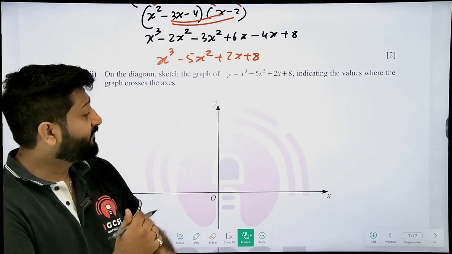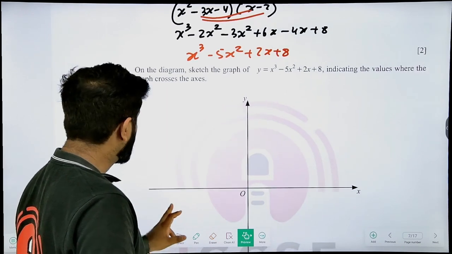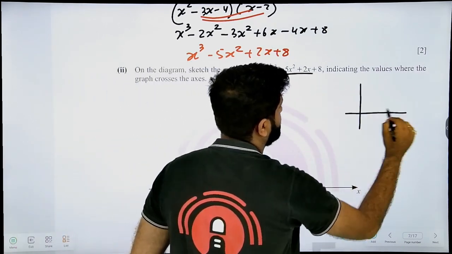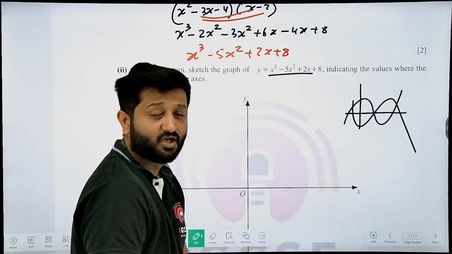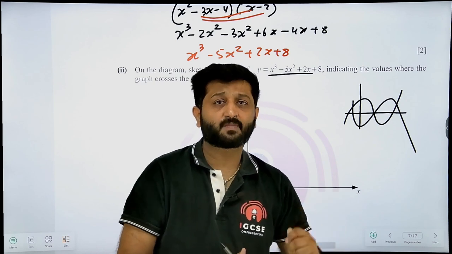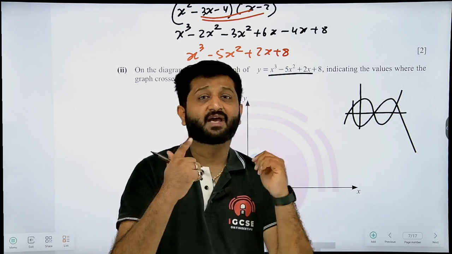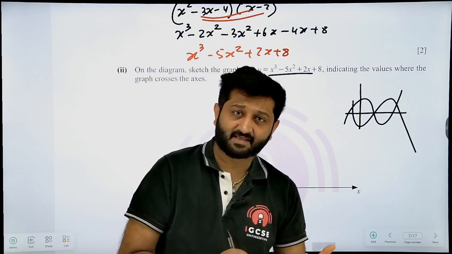Now, if you have watched the video, you might know that this is a cubic curve, right? The pattern of this graph is a cubic curve, which means it is going to be either like this or like this, right? So in a cubic curve, what points are important? The first and foremost important points are the x-intercept and the y-intercept. Now guys, how do I find the x-intercept?